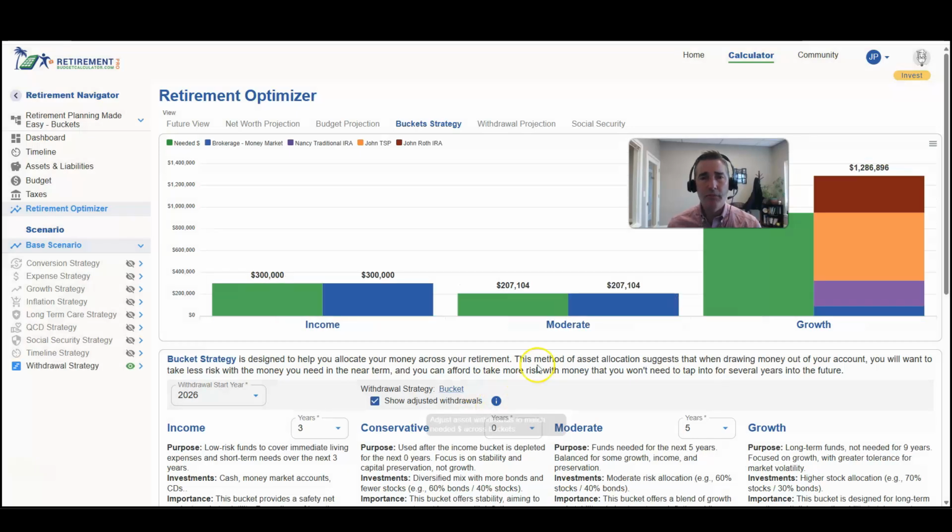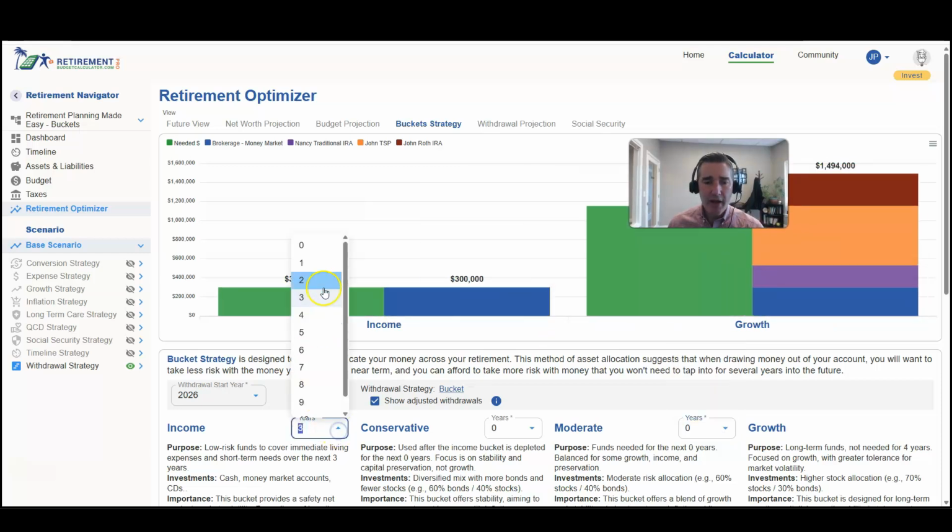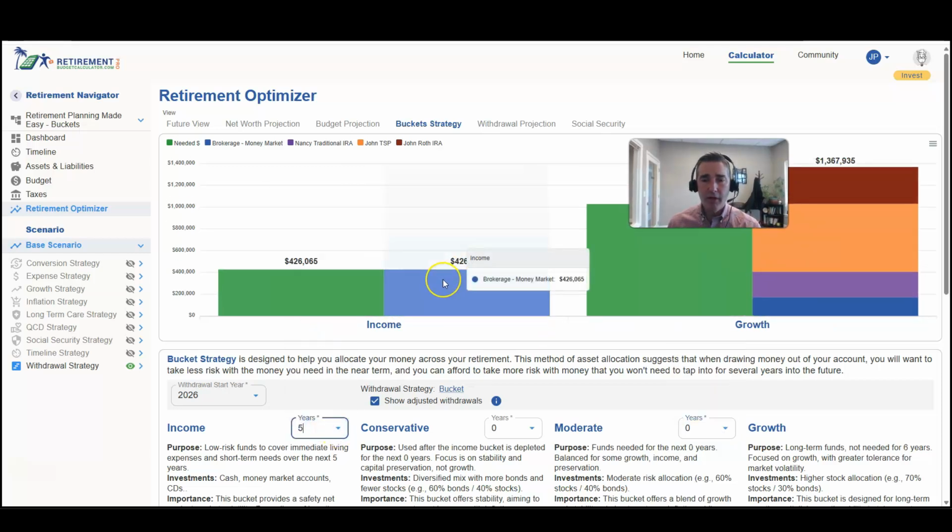Now, some people love the idea of having 4 buckets. Some people love the idea of having 3 buckets. Other people say, well, I like something more like a barbell approach where we just have 2 buckets. So we could set this to 0 and say, okay, let's put 5 years of portfolio withdrawals in bucket 1, and then all of the remainder assets can be allocated and invested more aggressively.